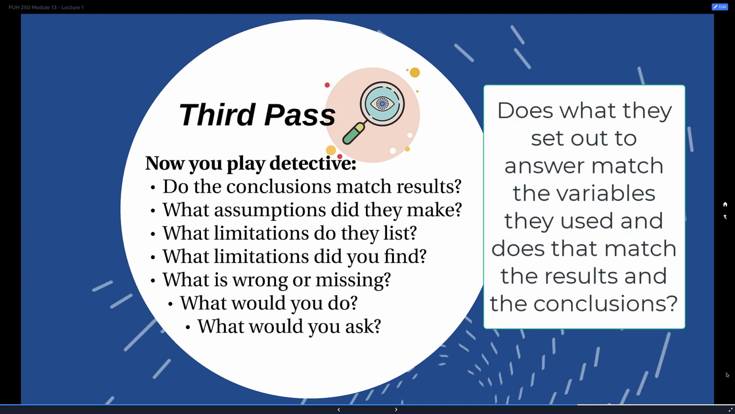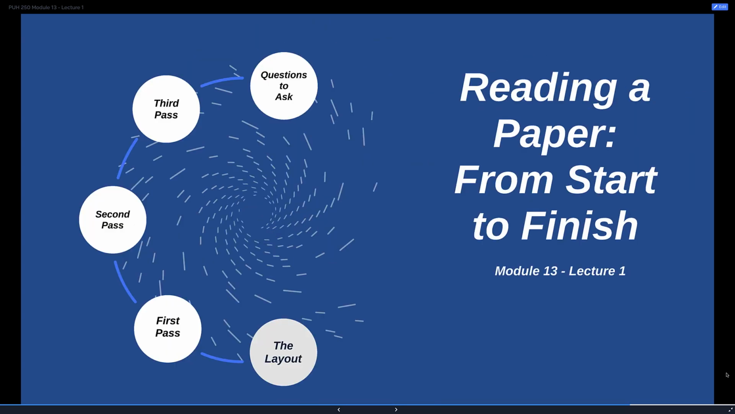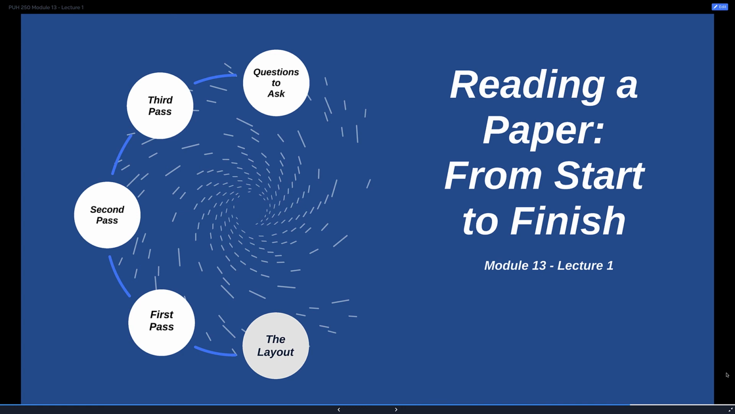So is there something missing in the paper? And then what would you do? If you were going to design this paper, what would you do? And what other questions would you ask? So those 3 passes combined will give you a really good, thorough understanding of the problem, the research that they conducted, and the conclusions that they drew.